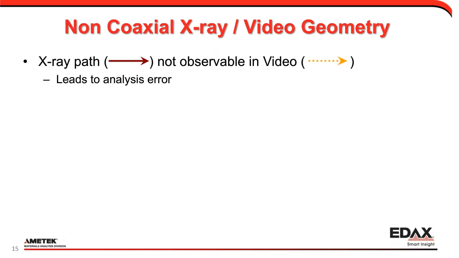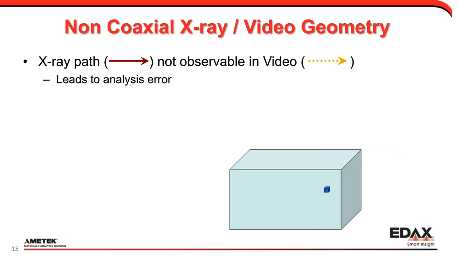This is another sample scenario where having a non-coaxial design can lead to analysis error. I have a different kind of sample now. I have a piece of plastic, a piece of glass, something along these lines, and I have an inclusion embedded in there that's represented by the little blue cube. And I want to analyze that little blue cube. But there's no reason to expect that there's only one inclusion in there. Maybe there are more inclusions in that sample.